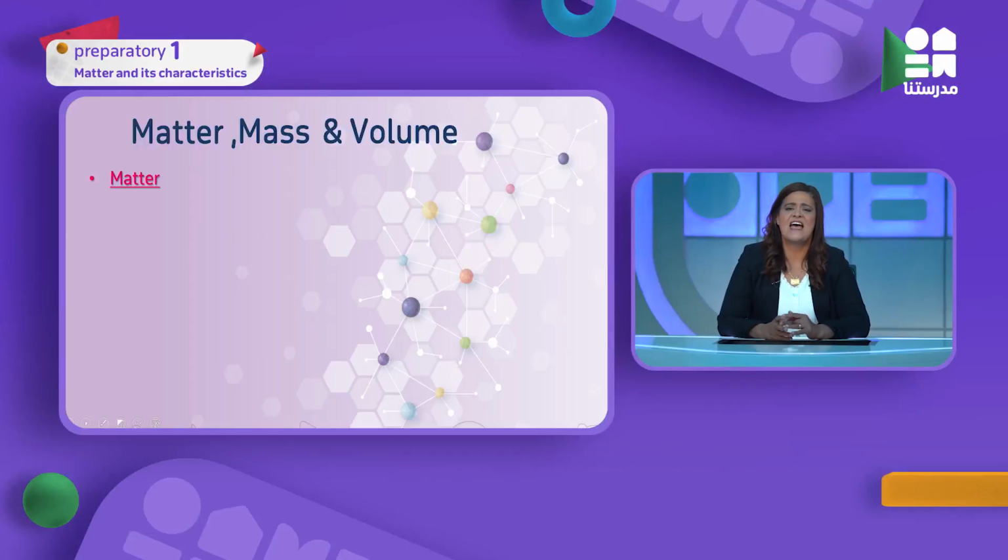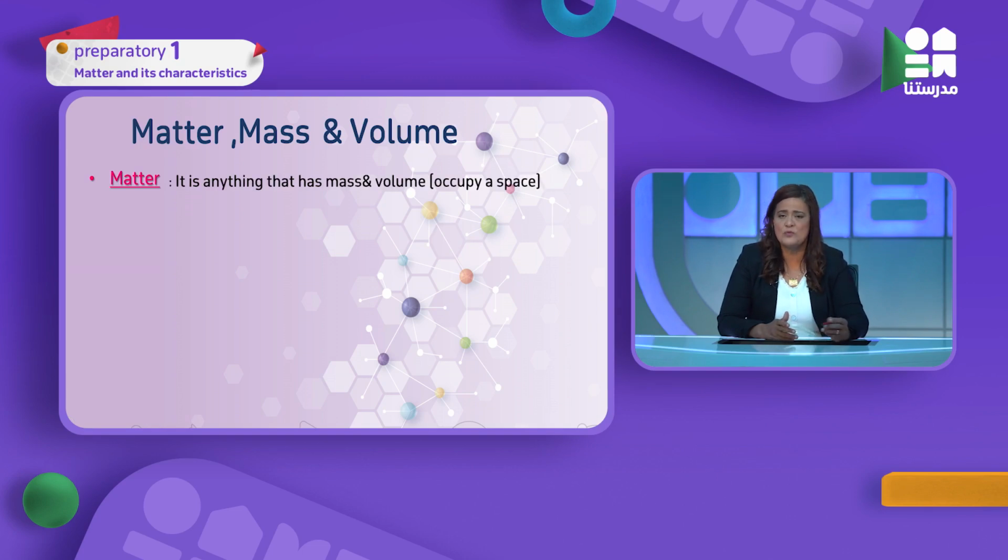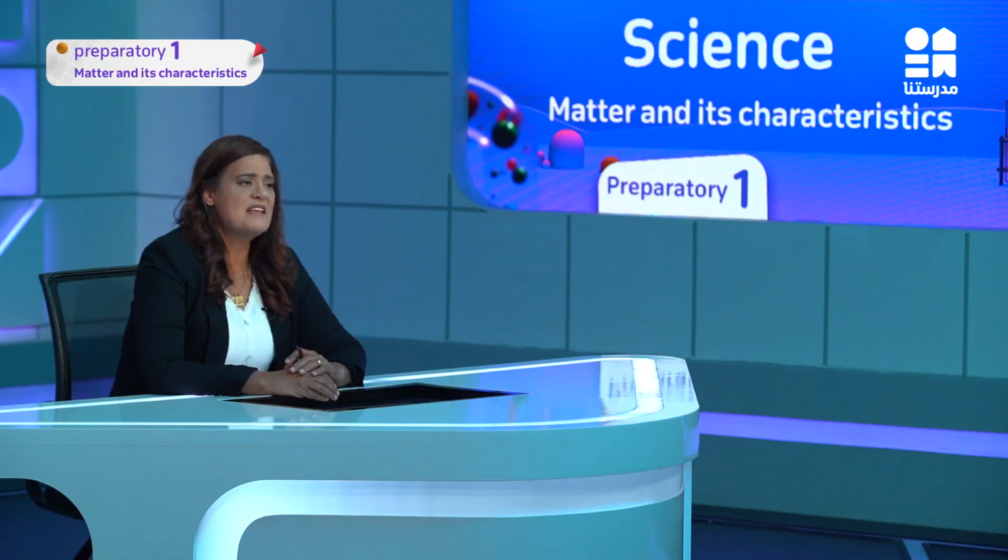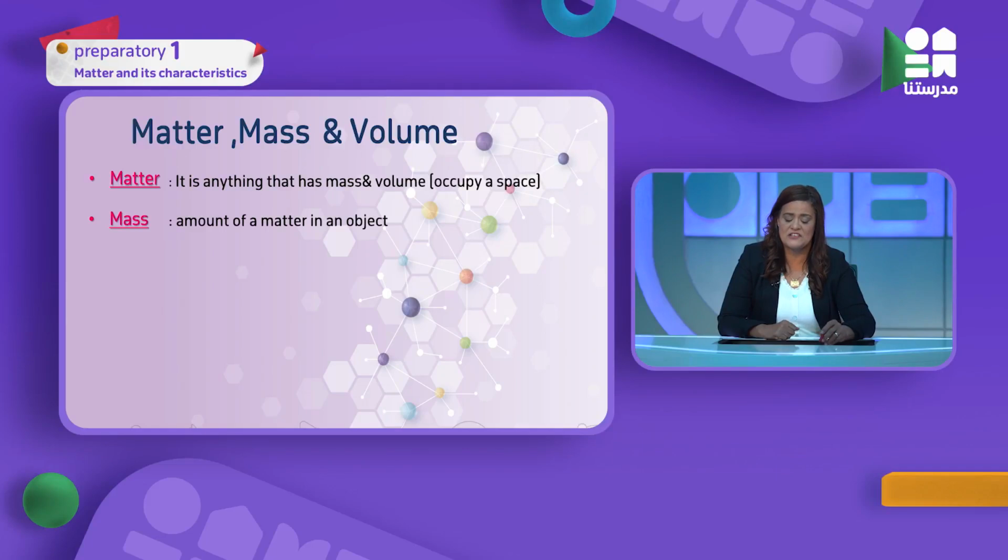First, we are going to explain what's meant by matter. Matter is anything that has mass and volume. So what we mean by mass? Anything that has mass and volume. Volume means occupy space, take place. What we mean by mass is the amount of material inside the body. The amount of material inside any body represents its mass.